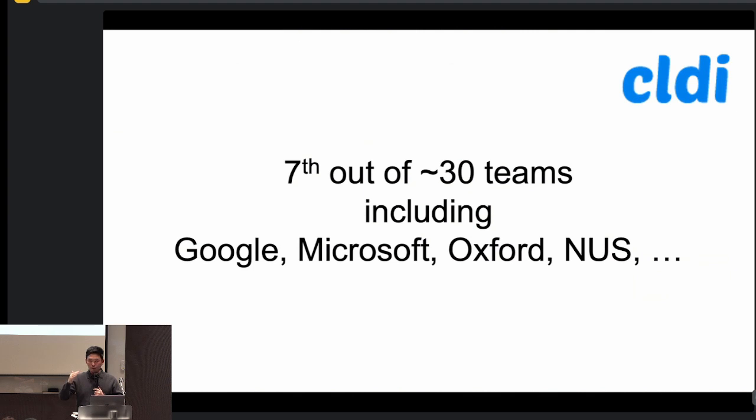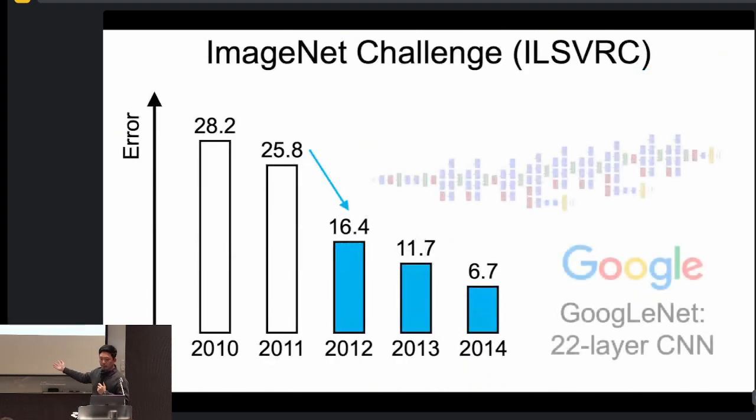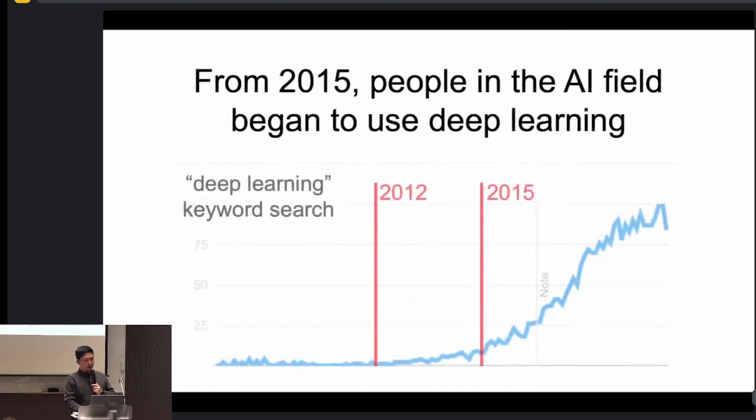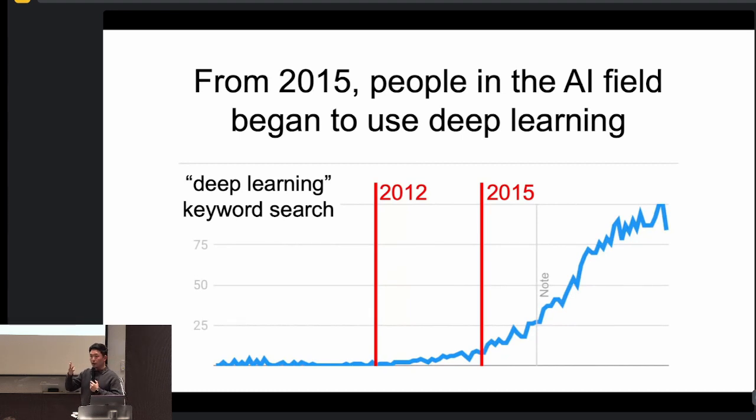And above us, there were Google, Microsoft, Oxford, and National University of Singapore. We became very proud because we were a very small team, comprising 5 graduate students with just a single GTX 580. At that time, the winner was Google. Google showed this architecture, GoogLeNet, comprising 22 convolutional layers. And it had been 3 years after the first impact of deep learning in 2012. After 3 years, people in academia started to move to deep learning from SVM.